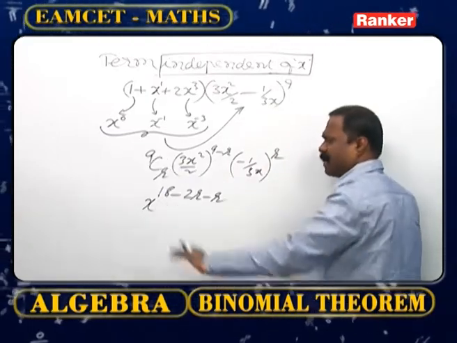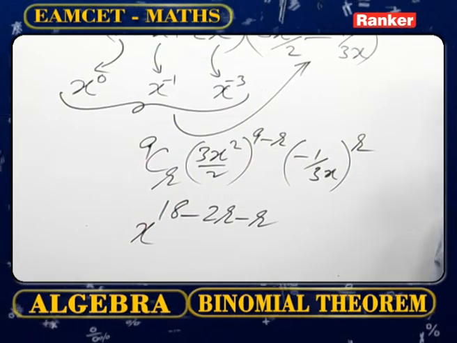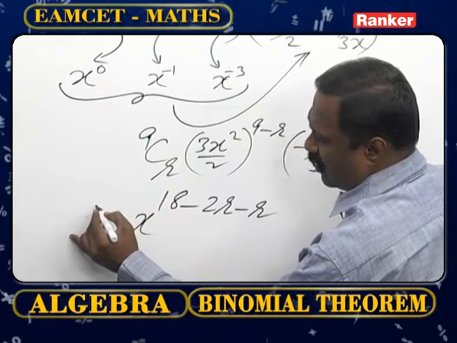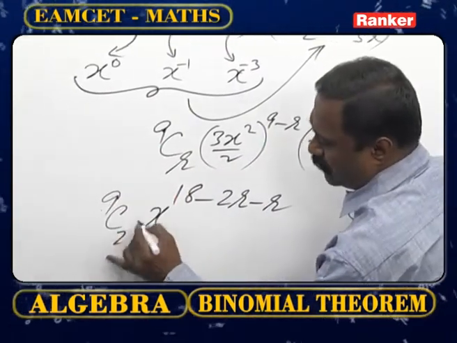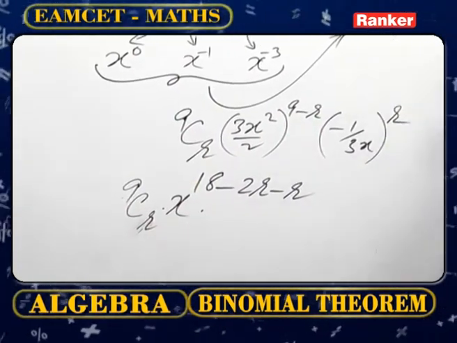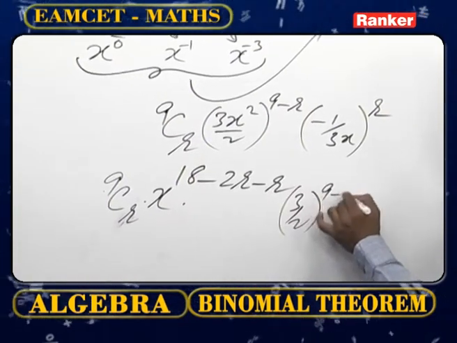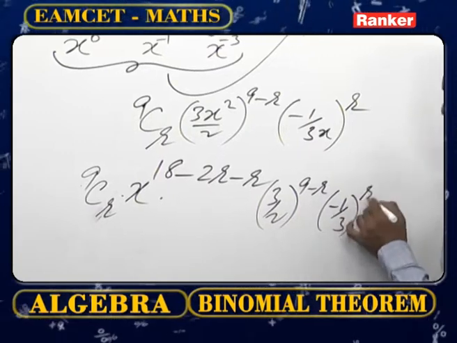Some constant is there, of course. We will see that later. Do you understand what I am doing here? This is the power of x in this case. That means, what is its coefficient then? 9CR will always be there, and (3 by 2) whole power 9 minus r into (minus 1 by 3) whole power r.